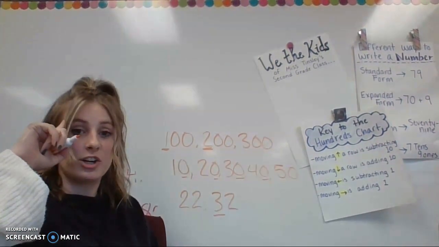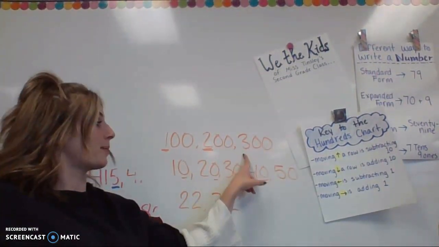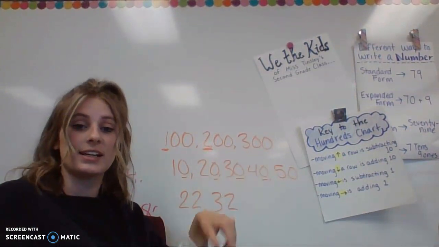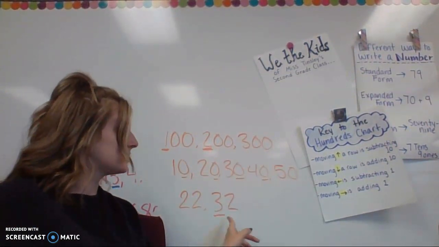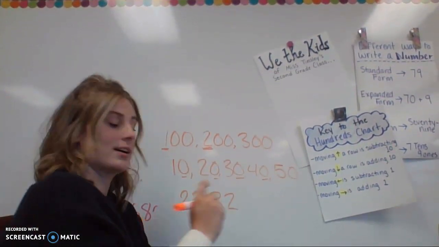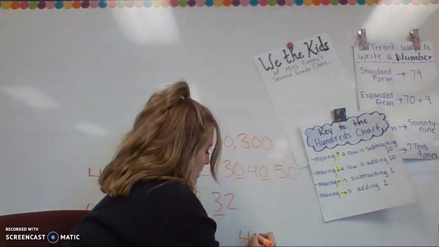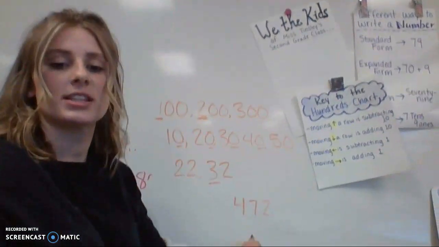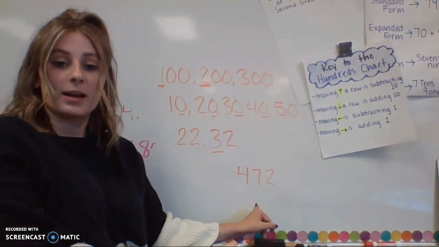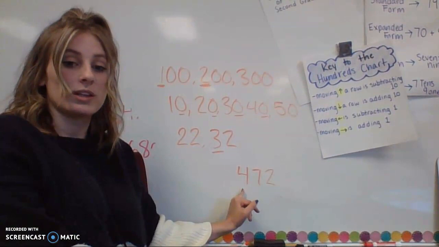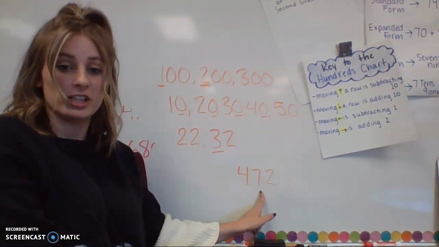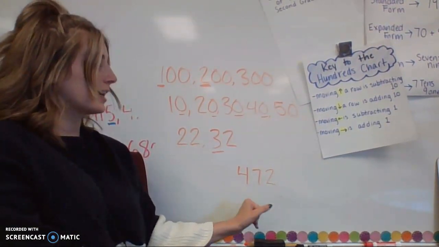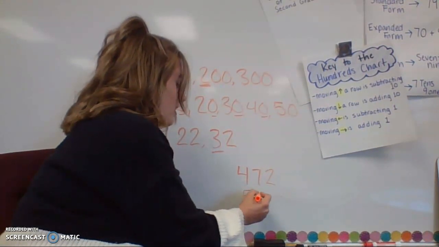Now I want you to think on your own, what would our next number be? Think about your hundreds place. And just like we did with this, if your number was, let's say, 472, and we're adding by 100s, and I realize that's a little hard to see, there we go. If we're adding by 100s, we're still only looking at this number. We're not changing these two. So our next number would be 572.